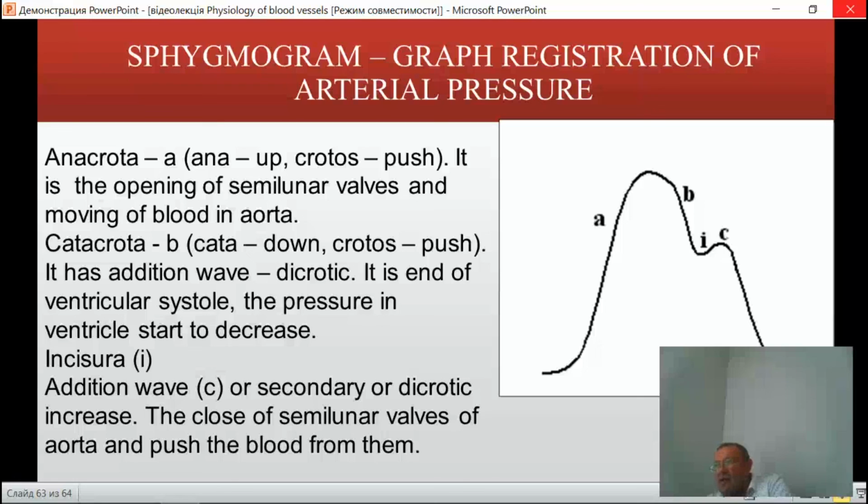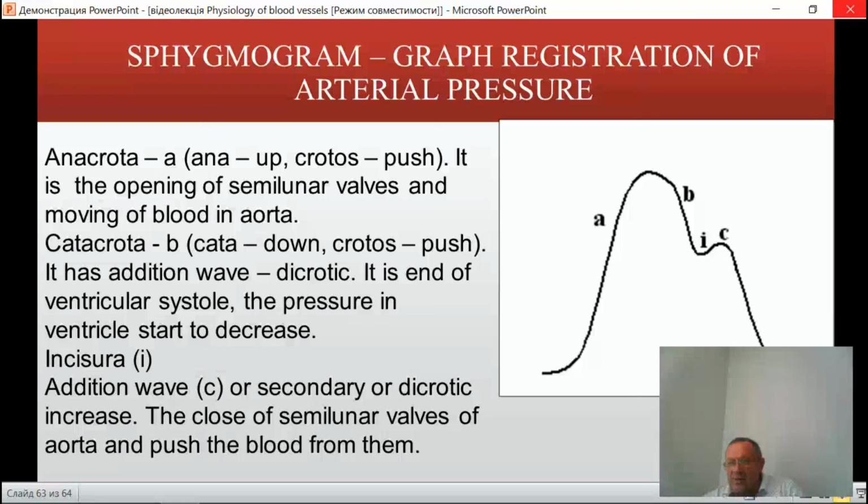On the sphygmogram, this graph of registration of arterial pressure and pulse, you can see different waves. Anacrota: ana is up, crotos is push. It is the opening of the semilunar valves and the moving of blood into the aorta.